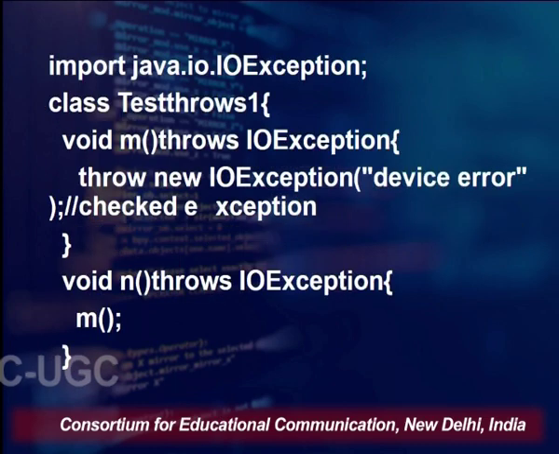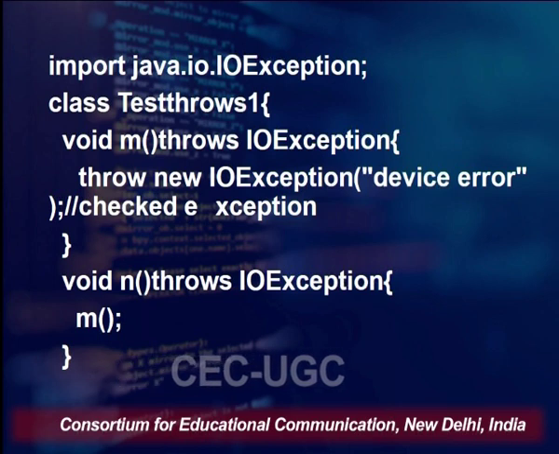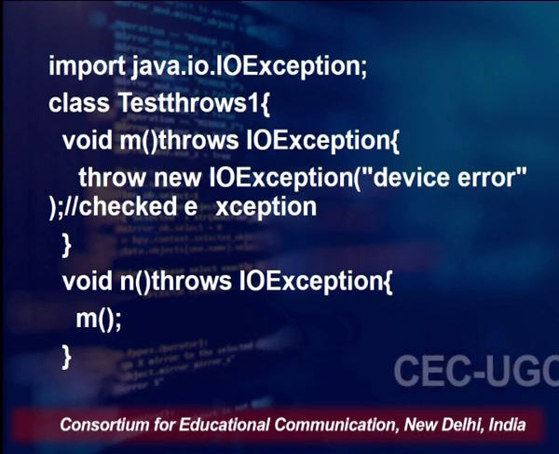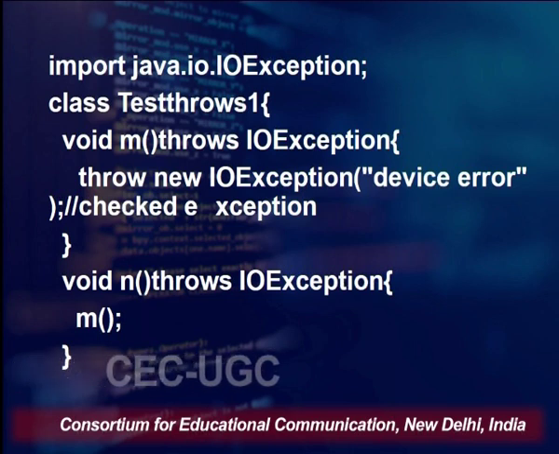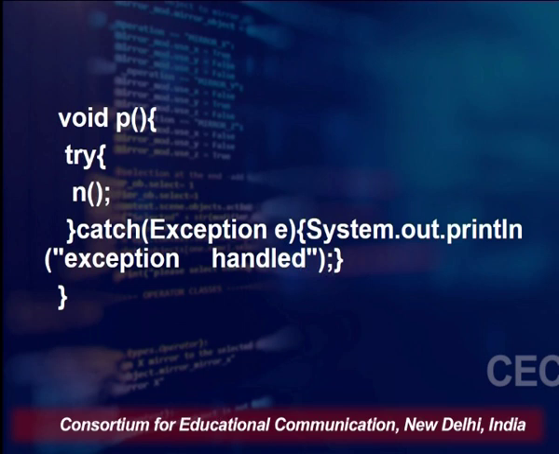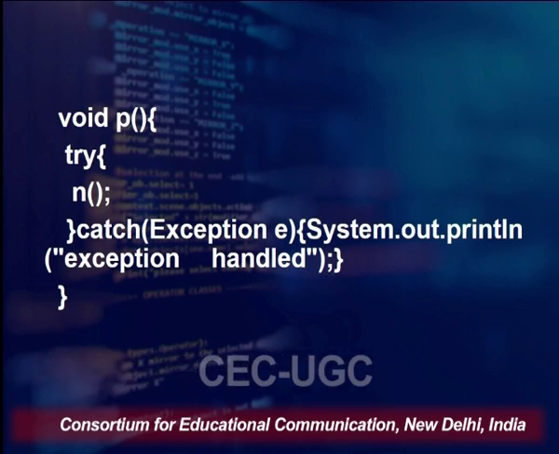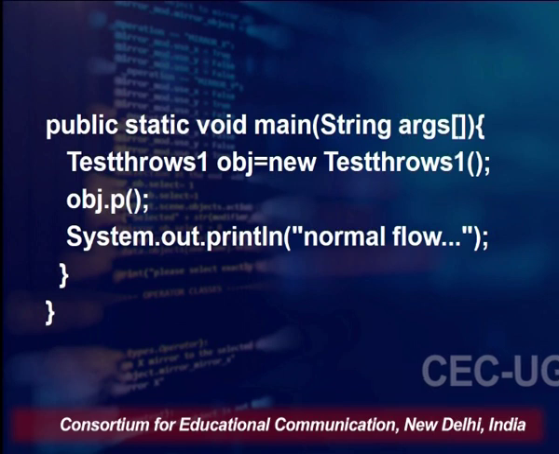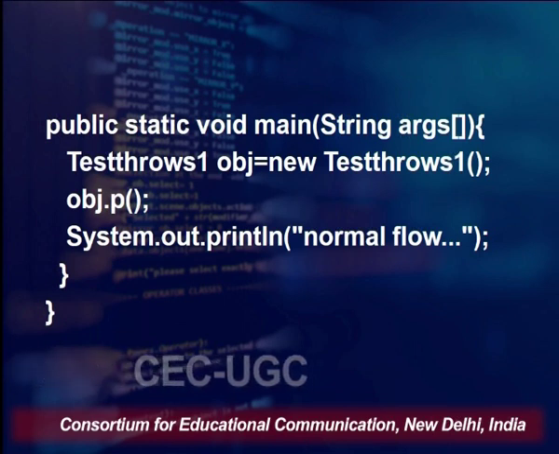N is here, which is declaring an exception, IO exception, and within that N we have called one more method named M, and that is also declaring a throws IO exception. And what are we going to get as an output is "exception handled". Exception handled is going to come from this catch exception E, which is the catch block inside the P method, and from the driver code we are going to get the sentence which says "normal flow". So this is the output.